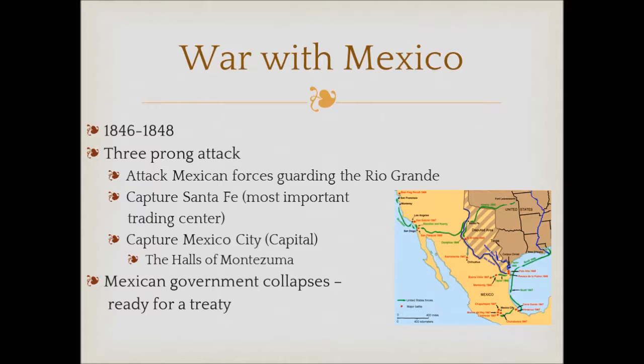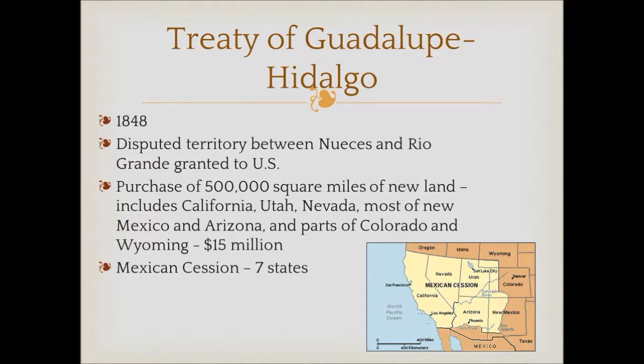Anyway, with that three-prong attack, all three prongs being super, super successful, the Mexican government begins to collapse, and Santa Anna is screaming for a treaty. And here's the Treaty of Guadalupe Hidalgo in 1848. I love saying that. Can you tell? So the disputed territory between the Rio Grande and the Nueces River is granted to us, of course. We also actually paid some money here, believe it or not. We paid $15 million, but look what we got. California, Utah, Nevada, most of New Mexico, and most of Arizona, parts of Colorado, parts of Wyoming. Holy crap. 7 states, 7 states.